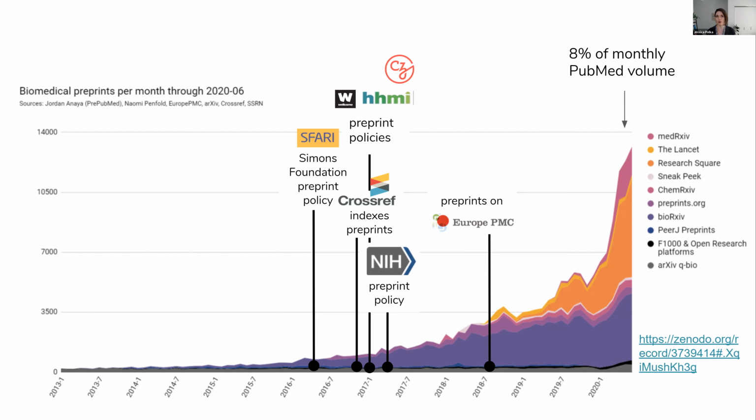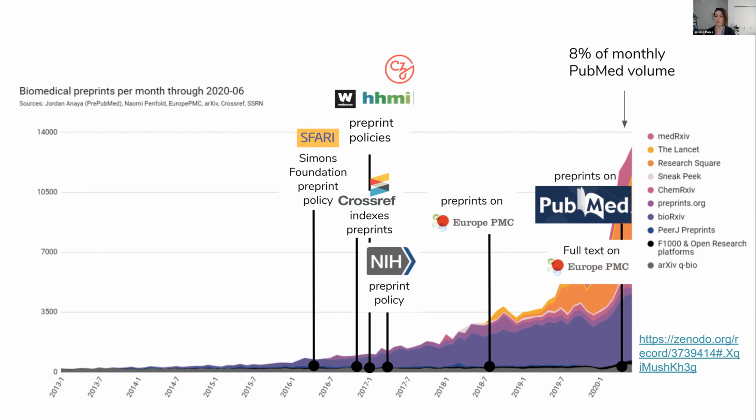Here in the US, there was a very influential NIH policy in 2017 that stated that preprints can be cited in grant applications and reports anywhere that journal articles are. And subsequent to this, their inclusion on both Europe PMC and also now on PubMed means that they're getting increased exposure to researchers.